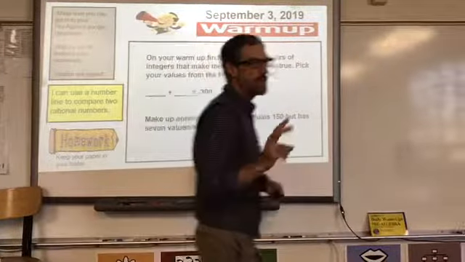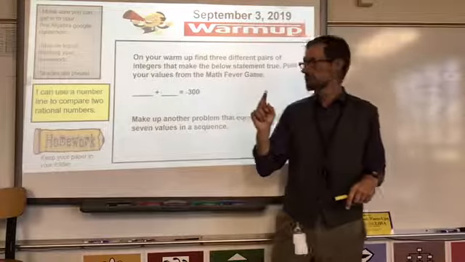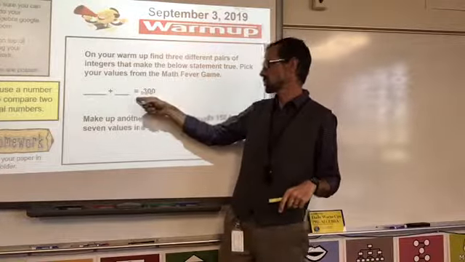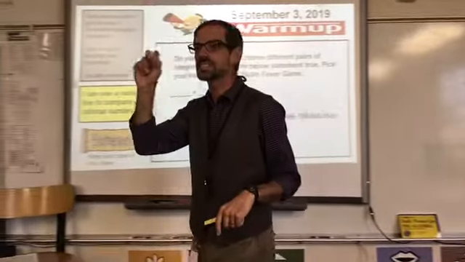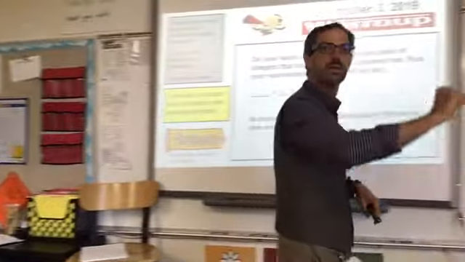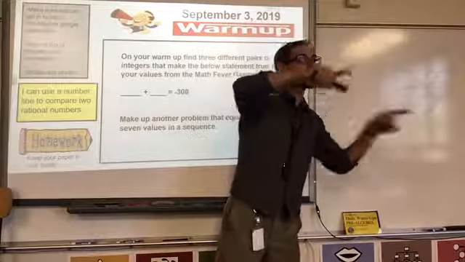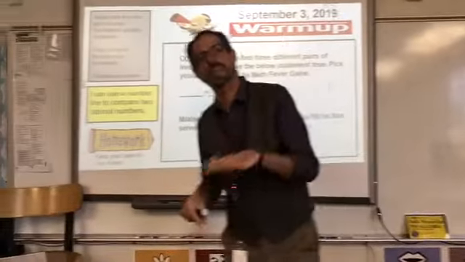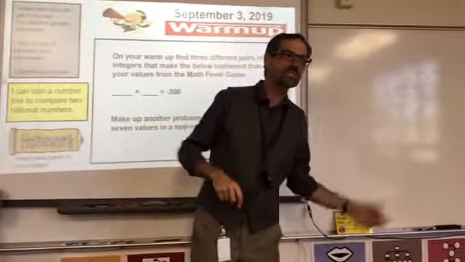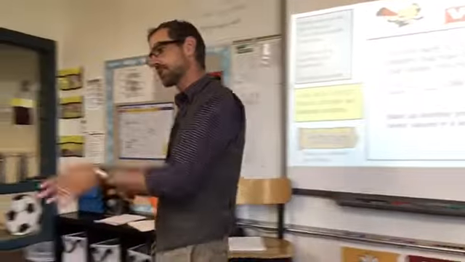On your warm-up, you had to make 3 different pairs of integers that make the below statement true. Here's the statement. What's an integer? First thing. What's an integer? Shay. It's a whole number and it's opposite. So if it's like positive 7, it's negative 7 too. So an integer is a whole number and it's opposite.